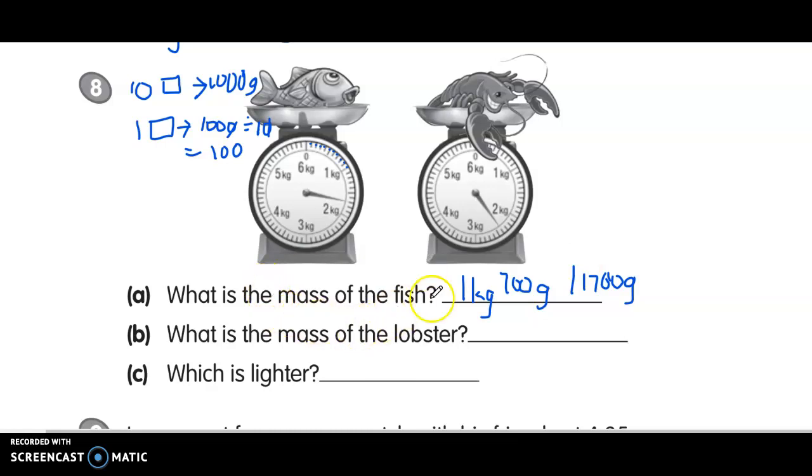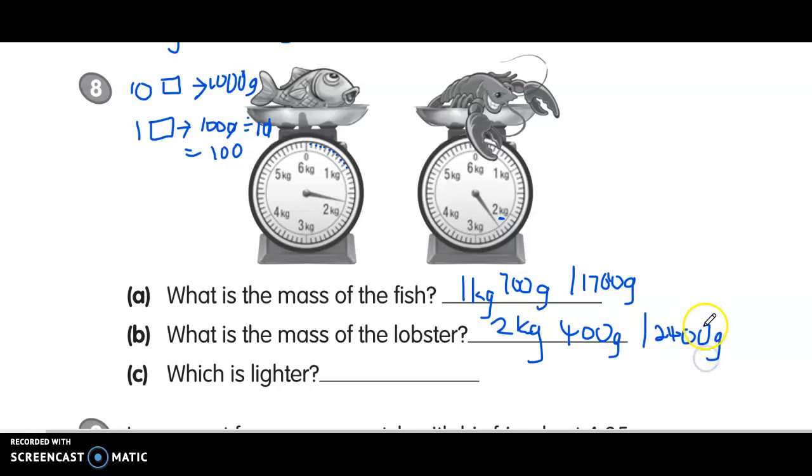What is the mass of the lobster? It's the same scale, so we don't need to count again. We know that the needle passes 2 kg, so we start by writing 2 kg. How many grams? 100, 200, 300, 400 grams. Those who wrote 2400 grams, again, it's the same. So I marked you correct.